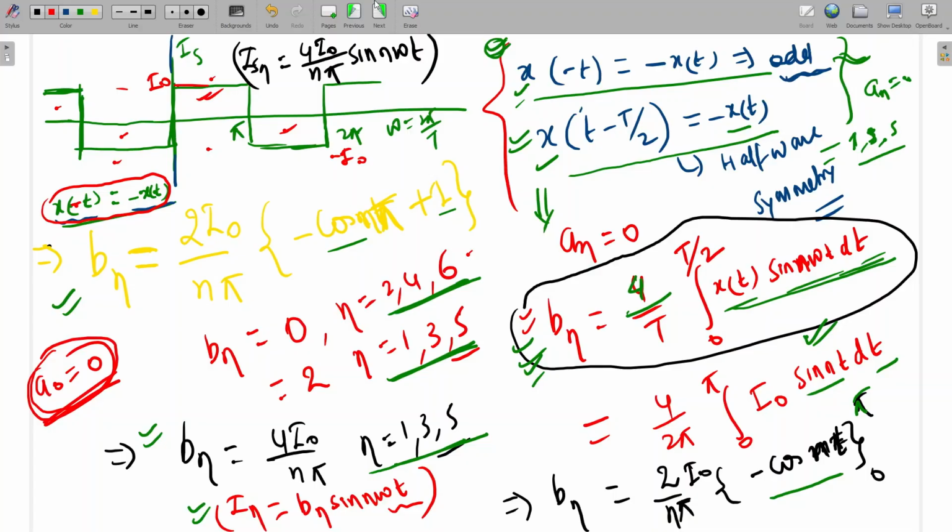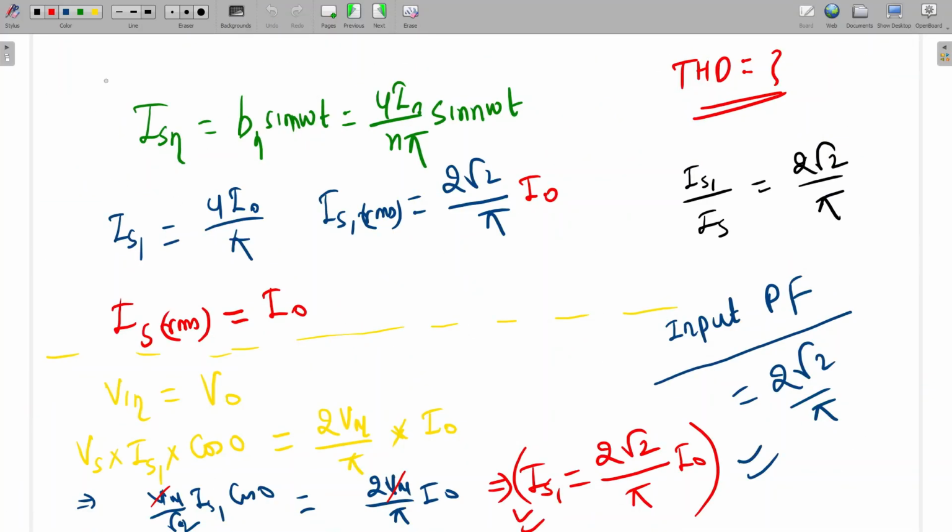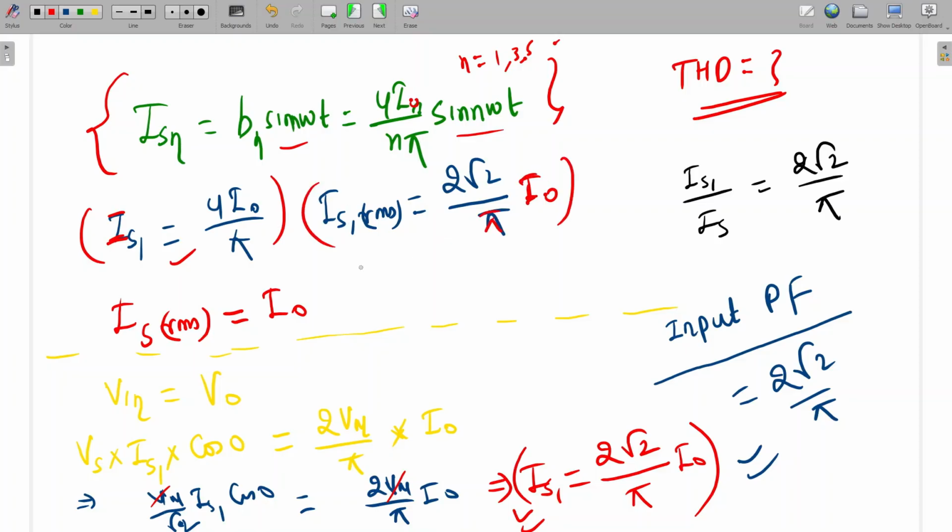Clear, sir. Okay. So the final nth harmonic equation will be i_s of n equal to bn sin omega t, so 4 I naught upon n pi sin n omega t, n equal to 1, 3, 5. So how can we calculate the fundamental current? For n equal to 1, the fundamental peak value will be 4 I naught upon pi, and RMS will be divided by root 2. So it will be 2 root 2 upon pi into I naught. So this will be the RMS value.